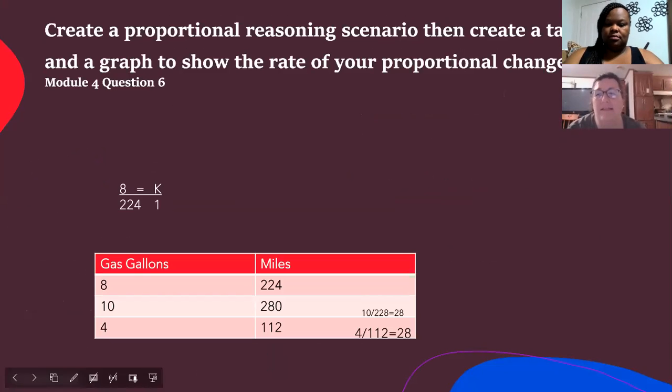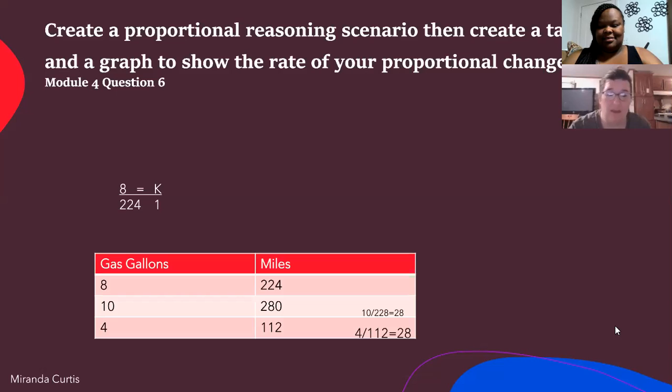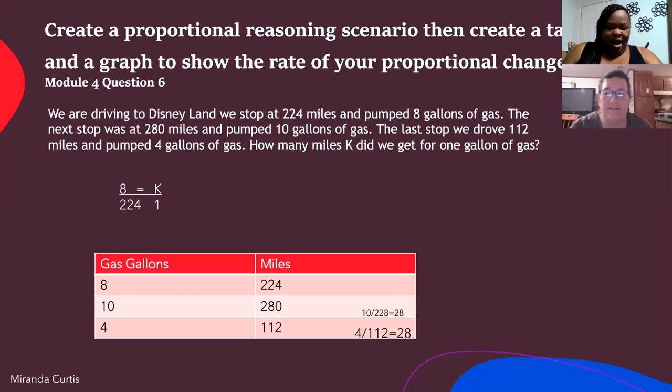Okay, so we're going to take a trip to Disneyland. You know, right. Since we're all quarantined in the house, we might as well. So what we're looking at, I need one more click. Okay, we are driving to Disneyland. We stop at 224 miles and pump 8 gallons of gas. They must have a truck. The next stop was at 280 miles and pumped 10 gallons of gas. The last stop, we drove 112 miles and pumped 4 gallons of gas. How many miles, K represents miles, did we get for 1 gallon of gas?